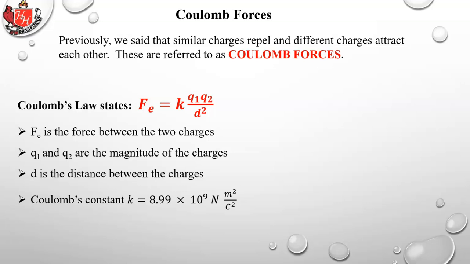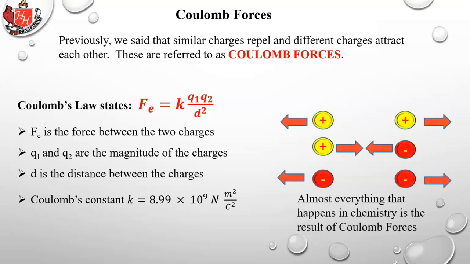So there's the formula for a coulombic force. What it's saying is that if you take the 2 charges and multiply them together, that's Q1 times Q2, then divide by the distance between them squared, and then multiply by a number called Coulomb's constant, you will get the force between, say, an electron and a proton, or the repulsive force between 2 electrons. And almost everything that happens in chemistry is the result of Coulomb forces.